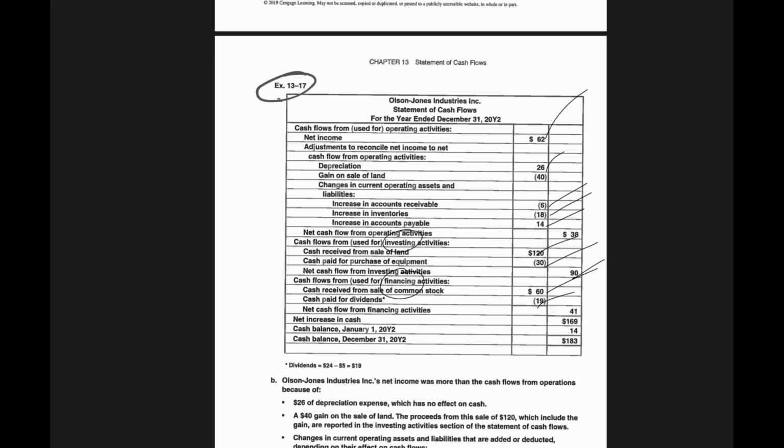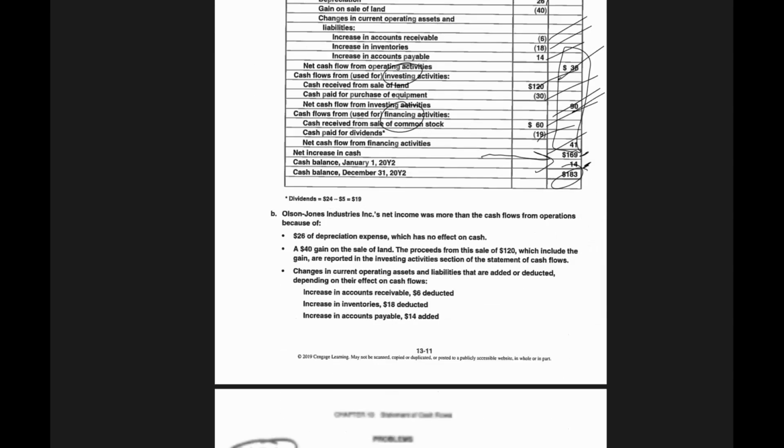Of the entire declaration of $24, we see that there was 5 still in the dividends payable account at the end of the year. If you actually went to your cash account and looked at the difference between 14 and 183, it's a change of 169 right there. 169, which is the summation of all 3 of the sections: operating, investing, and financing. So that change plus the beginning of the year will be our end of the year balance. That is an entire cash flow statement in direct method.